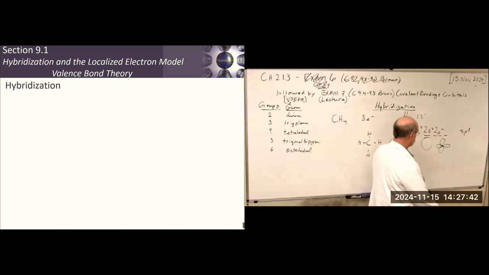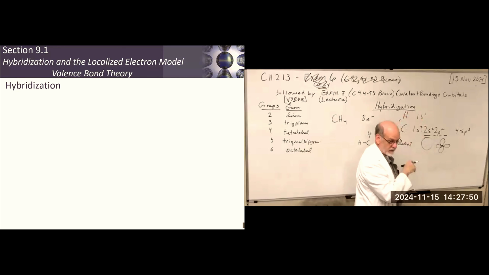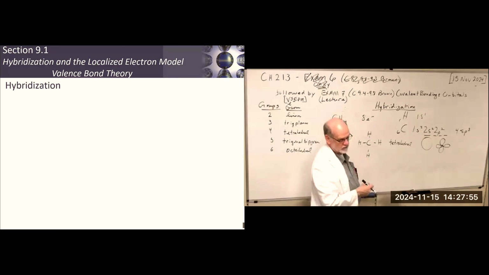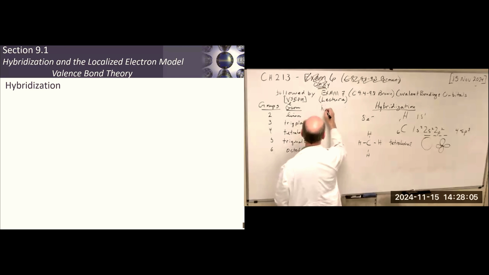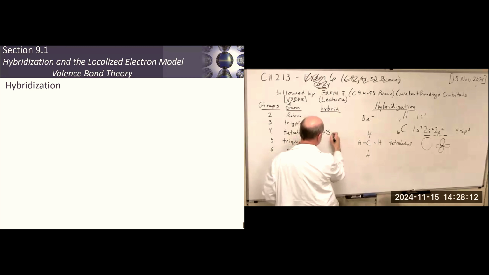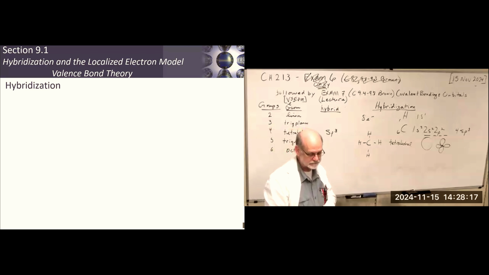How many of those do we get? You get the same number of these as the ones that went in. So we have 1, 2, 3, 4. We have 4 of these available now, and they're equivalent. Those hybridized orbitals give us this tetrahedral structure. Okay, so let's expand our table here. Hybridization. So this one is the one we're talking about. It will always be sp3 to produce the tetrahedral structure, the hybrid orbitals.